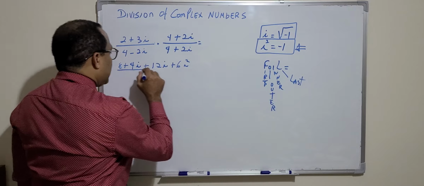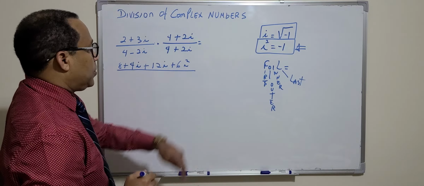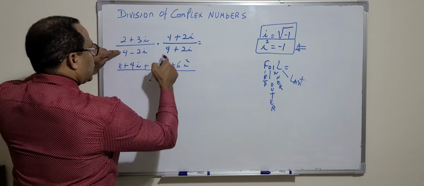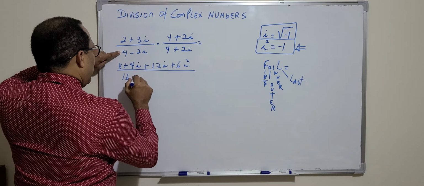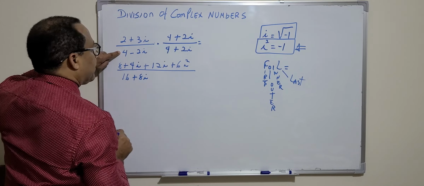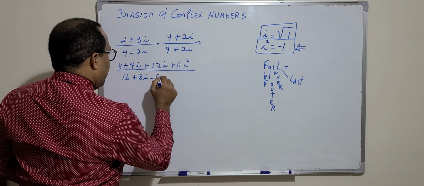Let's do the same in the denominator. Let's multiply by using the FOIL method. 4 times 4 is 16. 4 times 2i is positive 8i. Negative 2i times 4 is negative 8i.